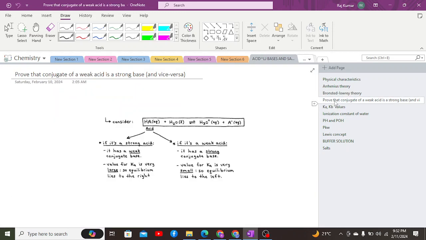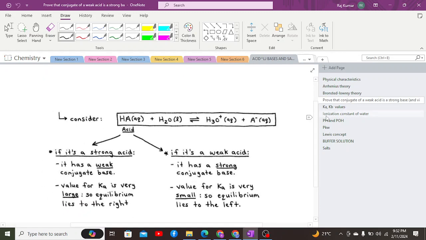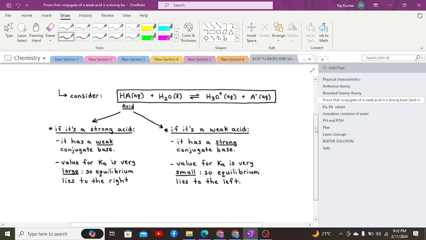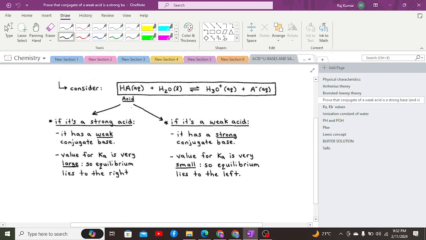After that, when it comes to some common explanations here, there's a proof of how the conjugate acid of a weak base is a strong acid. If we have this reaction and it's a strong acid, it has a weak conjugate base, and the value of Ka will be larger. The reason behind it is the value of Ka and Kb: there's an inverse relationship between a conjugate base and an acid, because there's an inverse relationship between the Ka and Kb values.